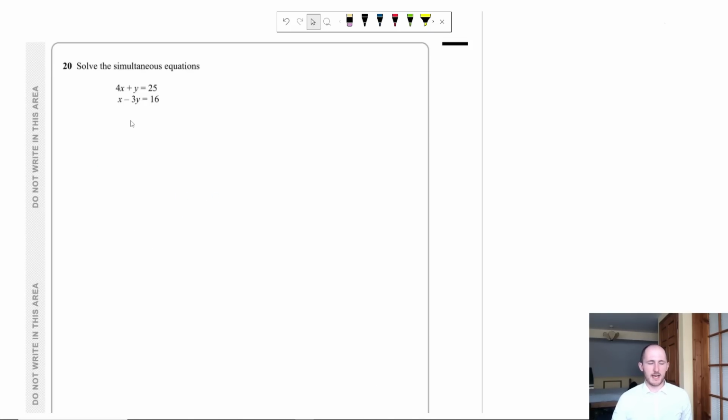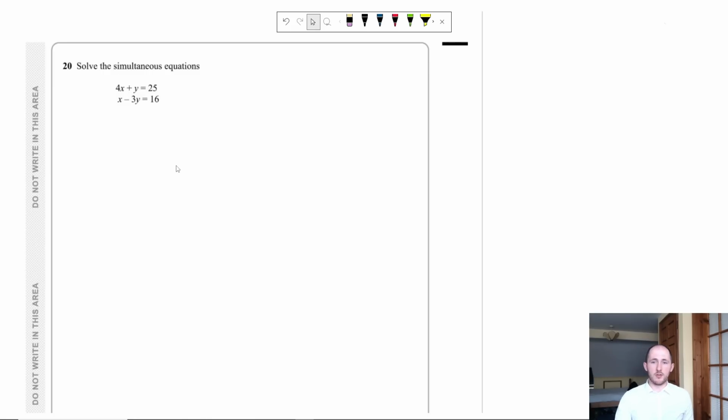Lastly, we have simultaneous equations. So what's the method here? Well, the first thing you want to do is make either the x's or the y's the same. In this case, both of them are not only viable, but they're both pretty much as easy as each other. So you have a choice. You can either times this equation by 4 to make the x's the same, or times the top equation by 3 to make the y's the same, okay?